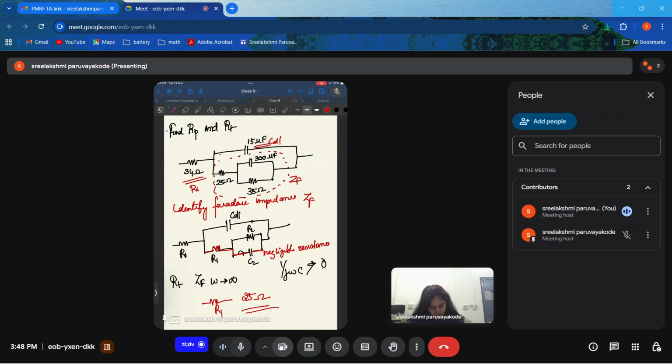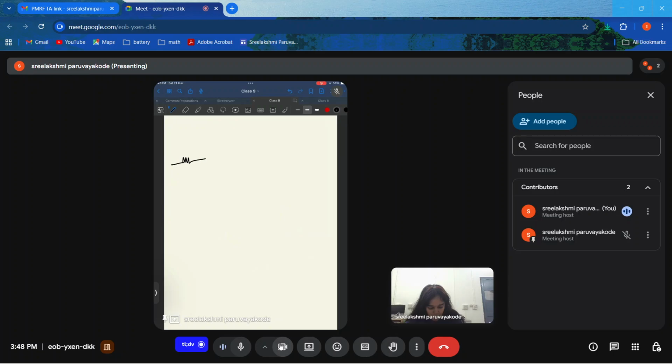So now I'll draw the same figure again, so it becomes easy. So you have RS, you have CDL, this is R1, this is R2, this is C2.